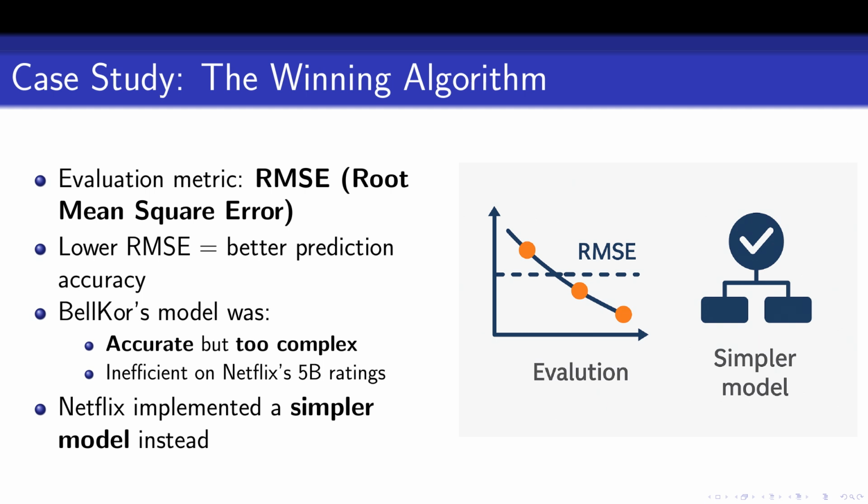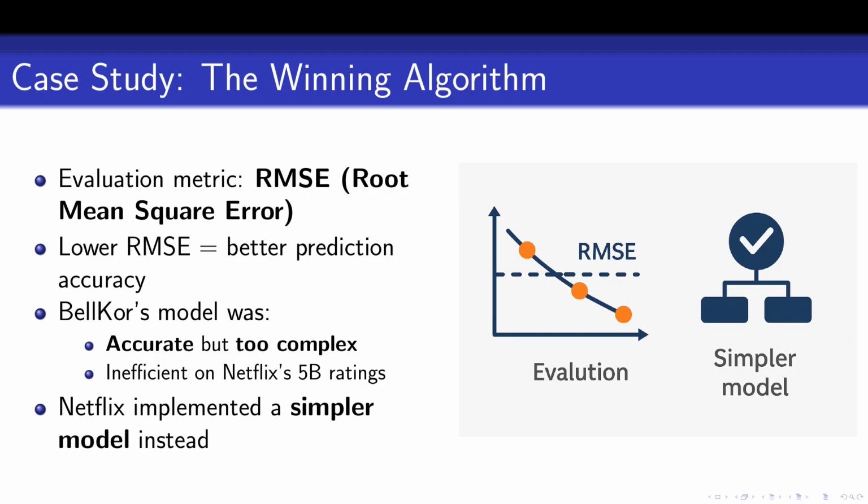The model had great predictive performance on the competition dataset, but it wasn't practical for Netflix's actual production system, which needed to scale to over 5 billion ratings. In the end, Netflix opted not to use the exact winning algorithm. Instead, they developed a simpler model that was faster and more efficient, while still delivering significant improvements in recommendation quality.